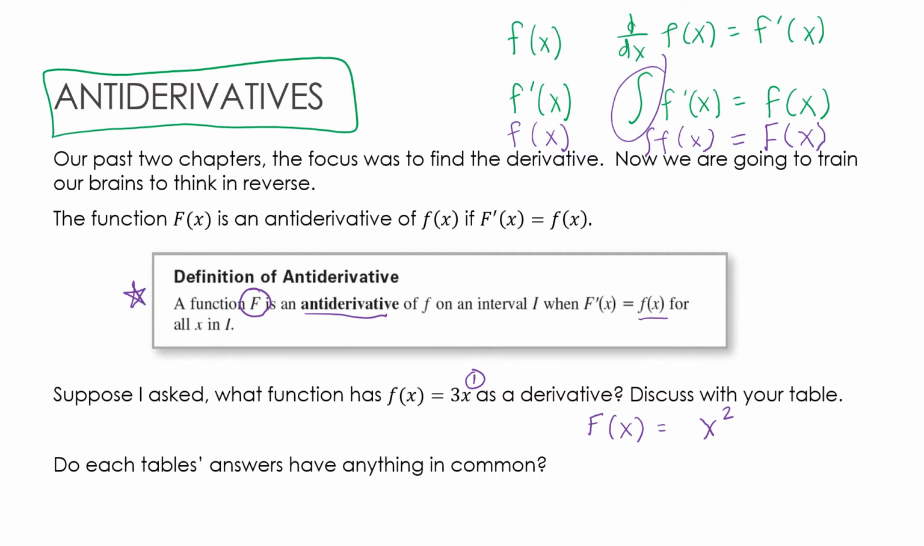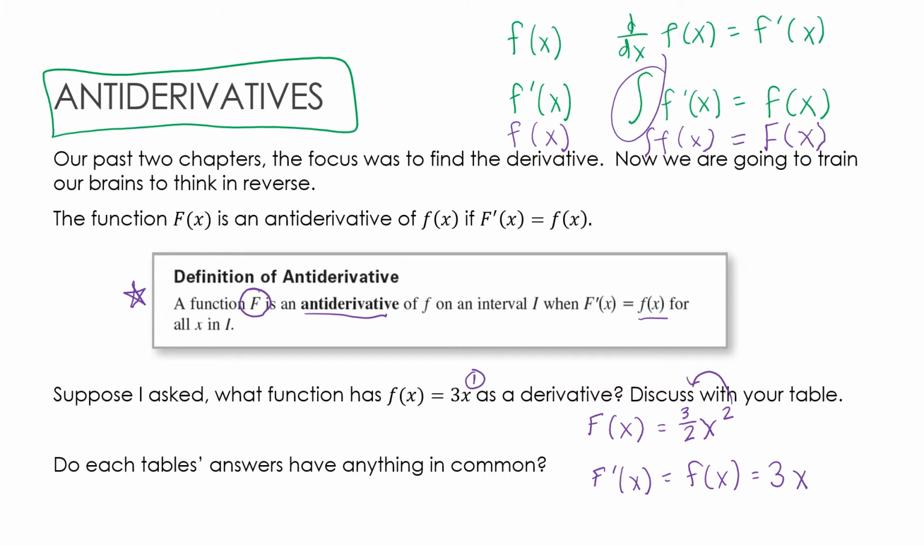Then I think, well, I need it to be 3, but I know that I'm going to be taking that 2 times whatever's out here. So what if I had this as 3 halves x squared? So now let's think about what would f prime of x be? Would that equal 3x? Well, if I took 2 times 3 halves, I would get 3. If I took x to 1 degree less, I would get 3x.